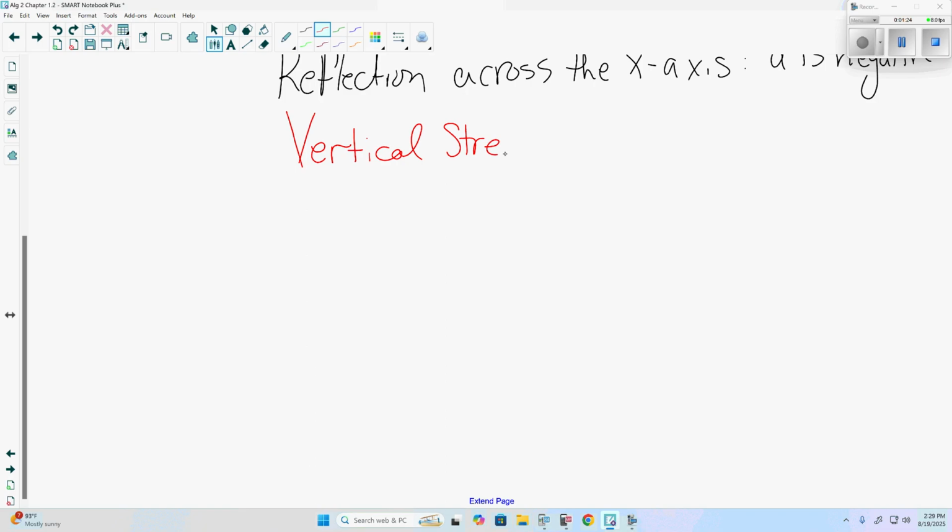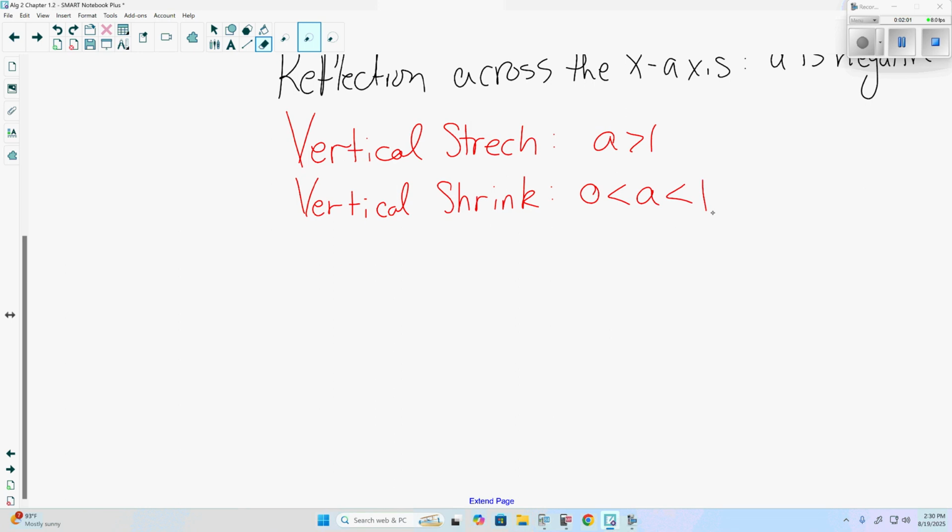and vertical shrink. Now, we said a function had a vertical stretch if the value of A was greater than 1. Not looking at the sign, looking purely at the number. Because if the number there is 2, 2 is indeed greater than 1, we would say it is a vertical stretch. Now, we said it was a vertical shrink if the value of A was between 0 and 1.